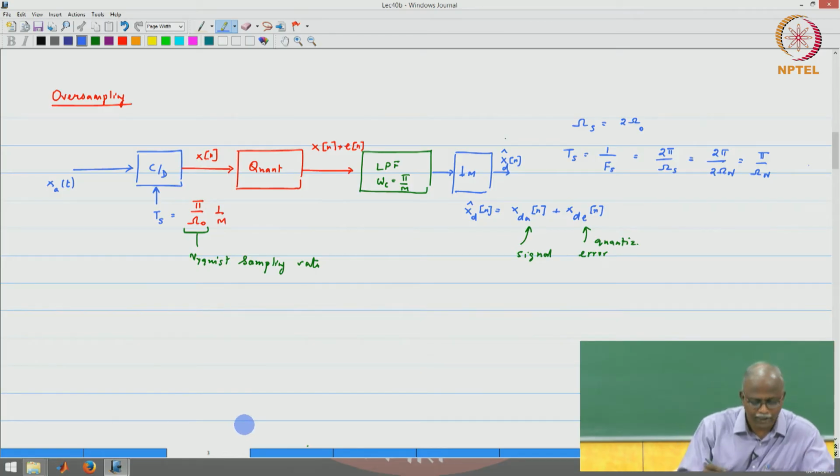Let me just write that down for you so that we can build on this equation. So, in this particular case, the quantization noise, expected value of x dE of n whole squared, comes out to be 1/12th of the original expression. Delta squared by 12 was the original expression, and 1 over m is the modified expression.